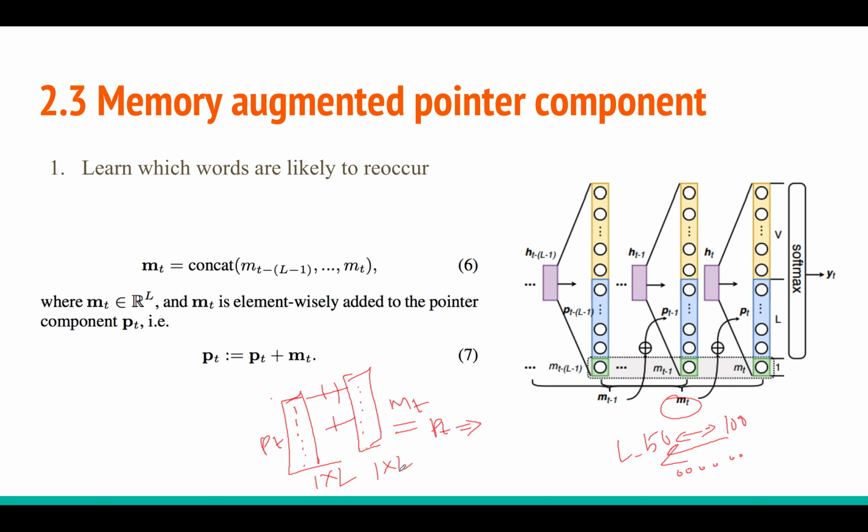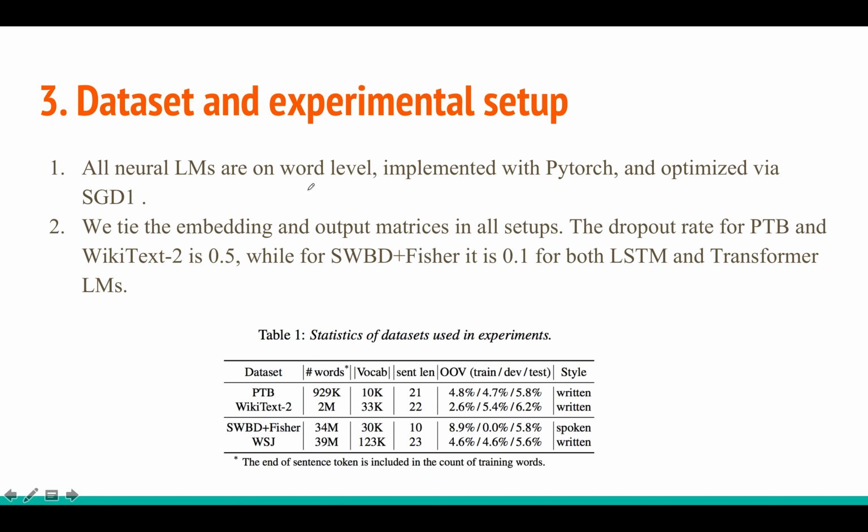Now let's go to the experiment section. In this I'll just show you the data sets. They use two data sets for language model evaluation, basically to compute the perplexity and to compare with other methods. PTB is basically Penn Treebank data, Wikitext2 is another data set, and these are the statistics of the data sets. And for speech recognition, they have Switchboard with Fisher transcripts and also WSJ. And as I said, they use PyTorch for training all the models with stochastic gradient descent.